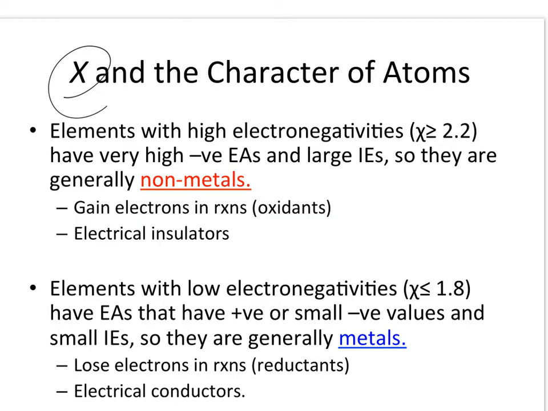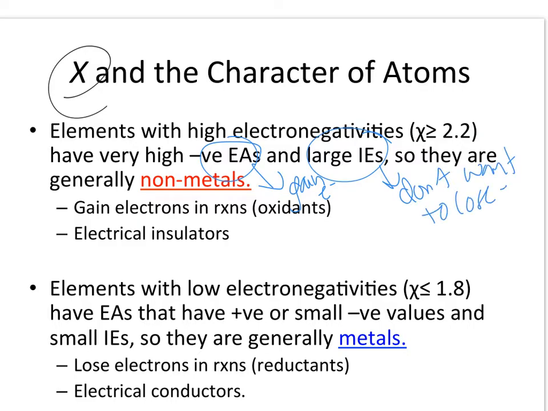What this very negative electron affinity means is that they're going to give off a lot of energy when they gain electrons. The large ionization energies means that they're going to really put up a fight and they don't want to lose electrons. So things that don't want to lose electrons but just want to gain electrons, well, they're regarded as non-metals, and we've seen that through and through before.